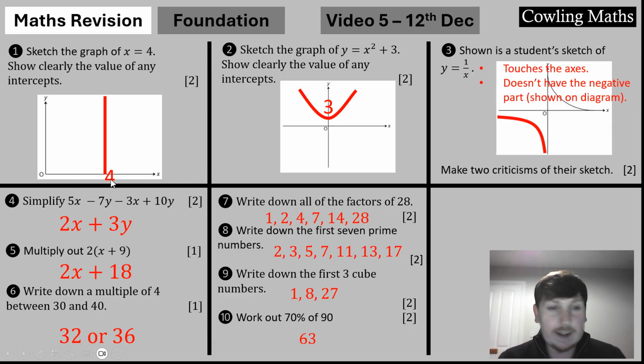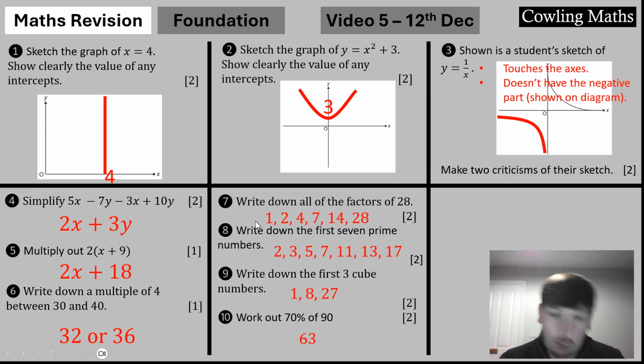Question 4, simplify. Nice question in my opinion. So collect the x's together. I'm not explaining it, I'm just saying the answers. So the answer is 2x plus 3y. Question 5 is 2x plus 18. Question 6, you can have 32 or you can have 36, so either of those for the 1 mark. Question 7, all the factors of 28, so it's 1, 2, 4, 7, 14, 28. I'll say those again. The factors of 28 are 1, 2, 4, 7, 14, 28.